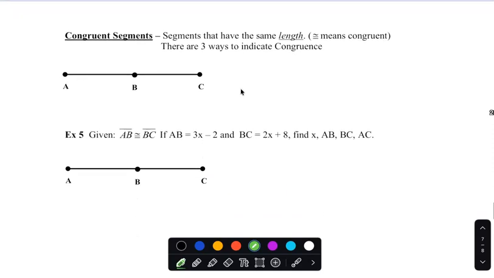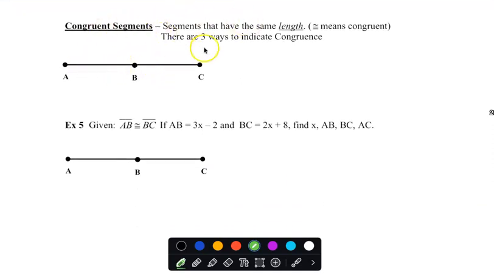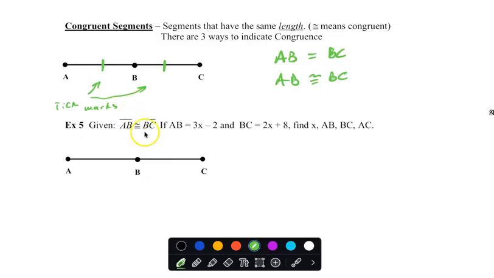Congruent segments, just like before. Congruent means that they're the same length or same measure. So there's actually 3 ways to indicate congruency. One, we could just say AB is equal to BC. Or we could say AB is congruent to BC. Or we could say, we have these little marks here. Just like how we did with the angles, if you see those tick marks, that means they're congruent. So the 3 ways to tell if 2 things are congruent, right? They could tell you they're congruent or they're equal, or we could have the little tick marks to let us know that.